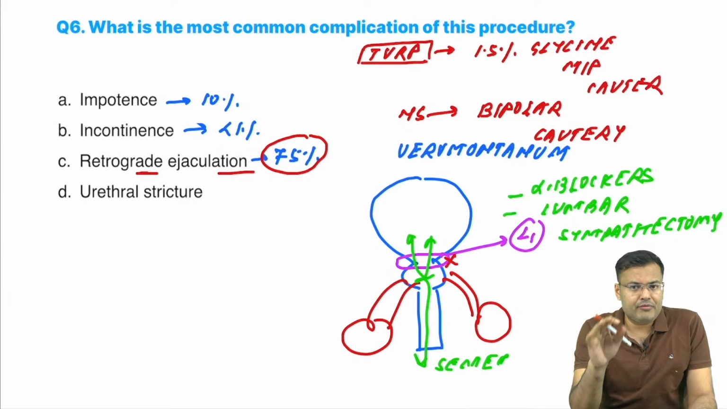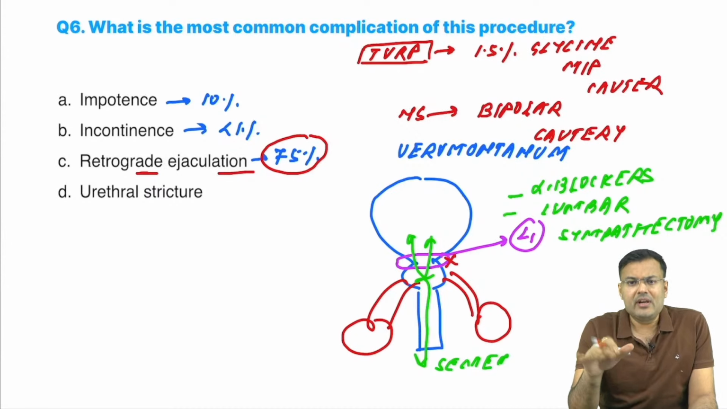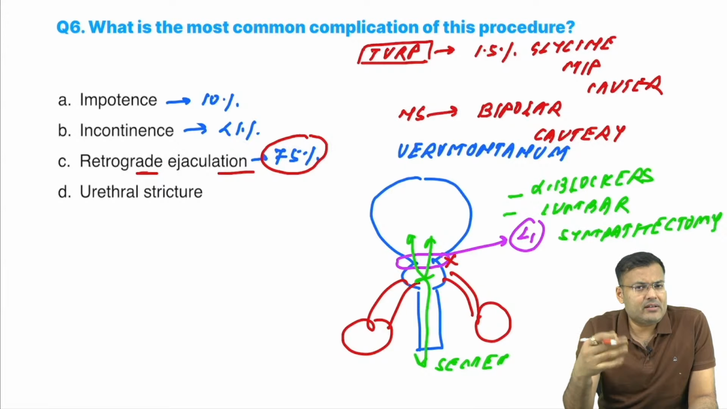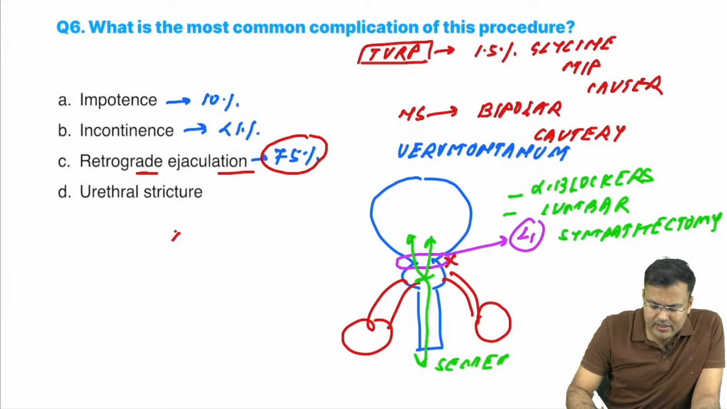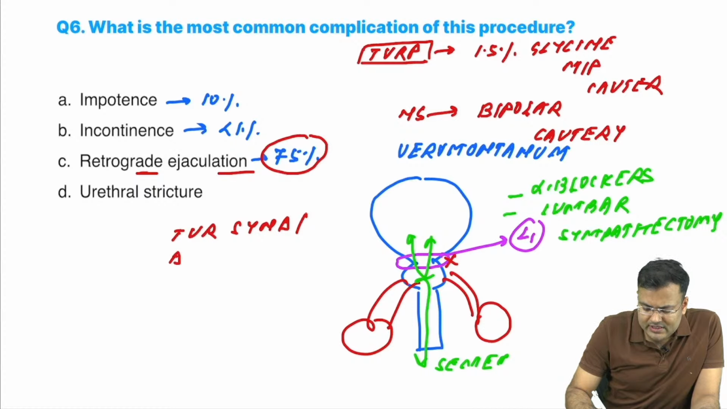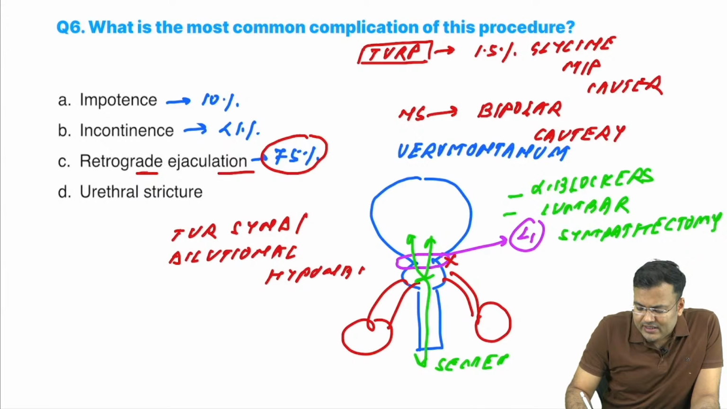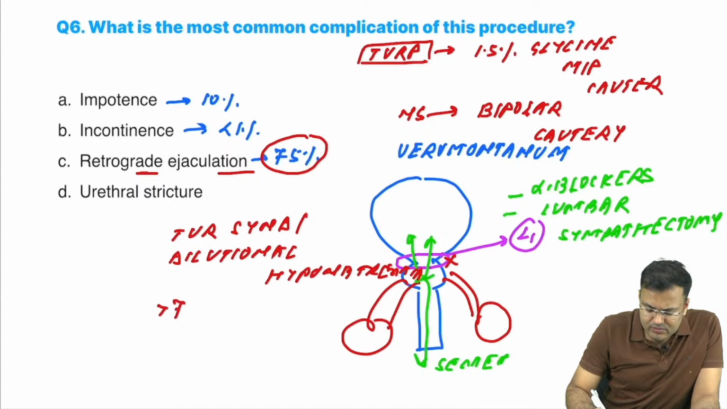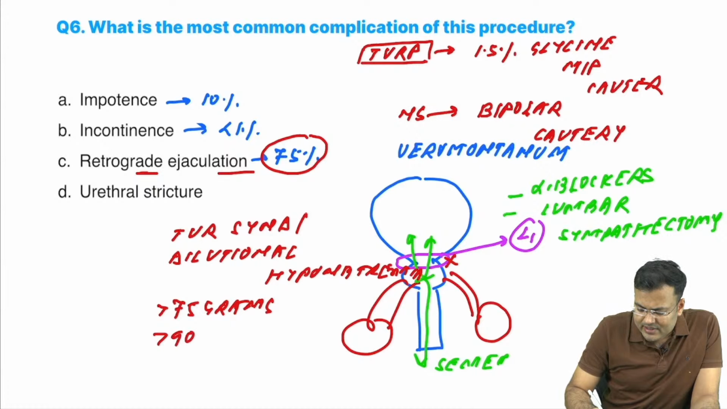I am telling you, we are expecting one question from TURP. They might ask you, what is the other question? That after TURP, there is a syndrome known as TUR syndrome, also known as water intoxication, also known as dilutional hyponatremia. So in which patients you are going to find this TUR syndrome, guys? Whenever the size of prostate is more than 75 grams or the duration of TURP is more than 90 minutes.